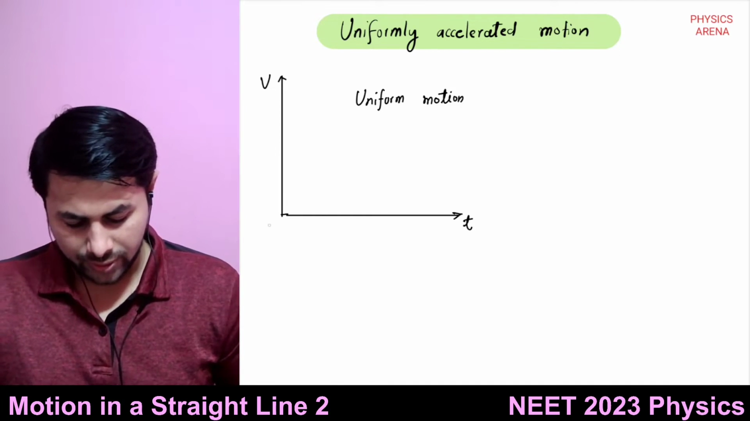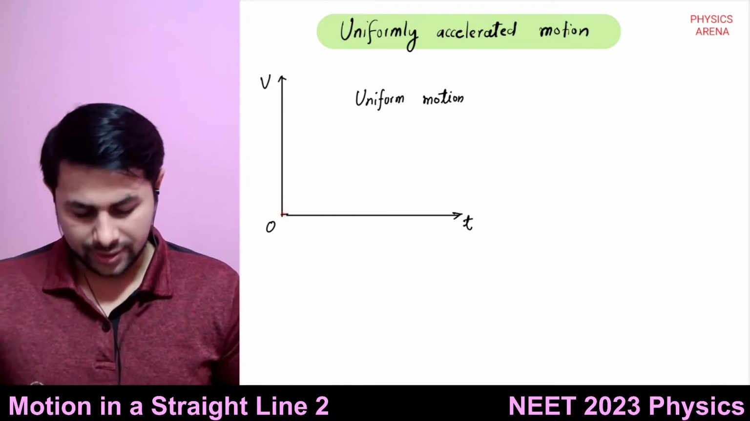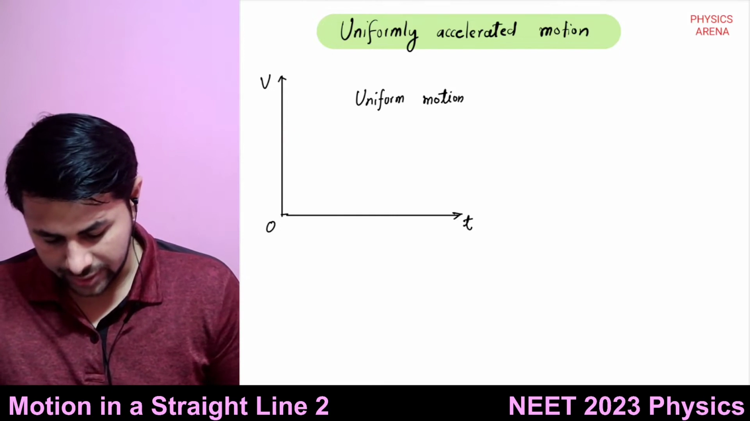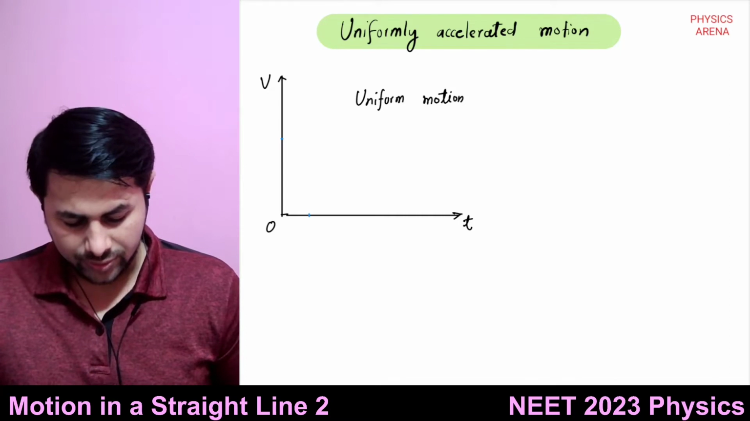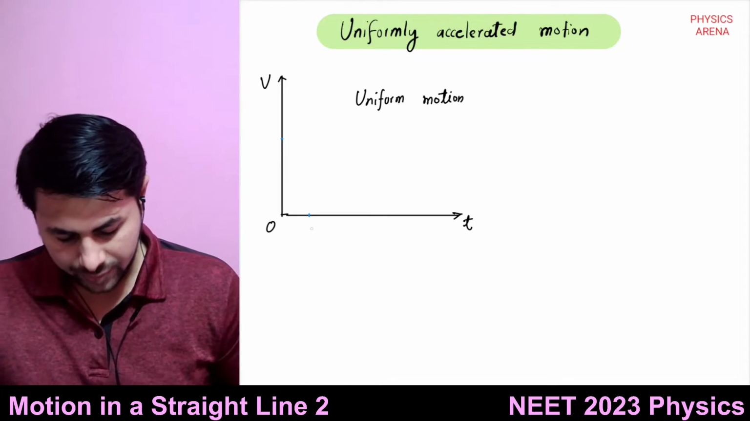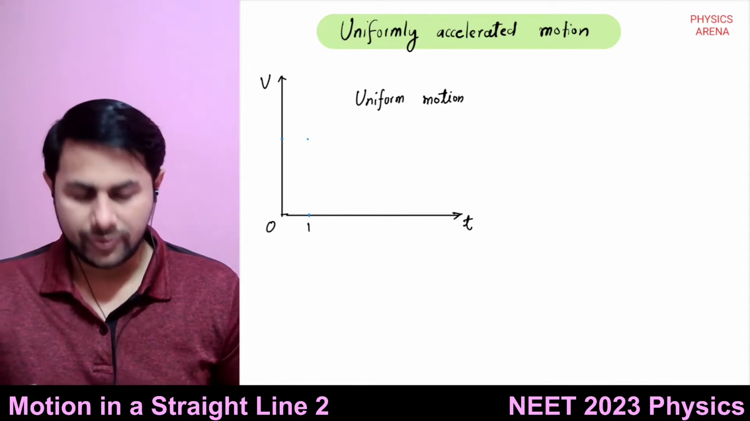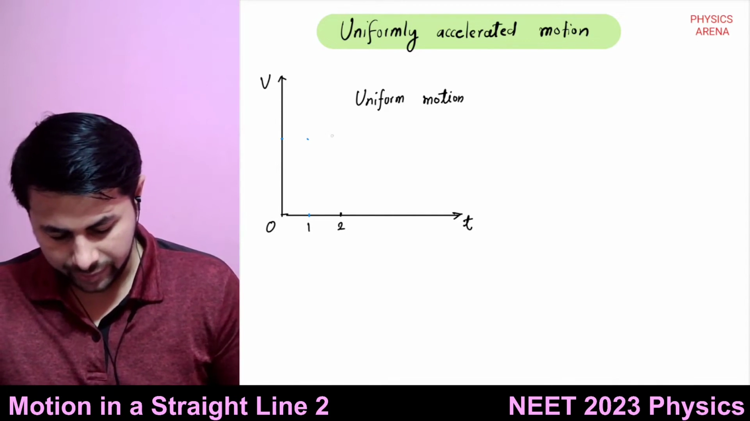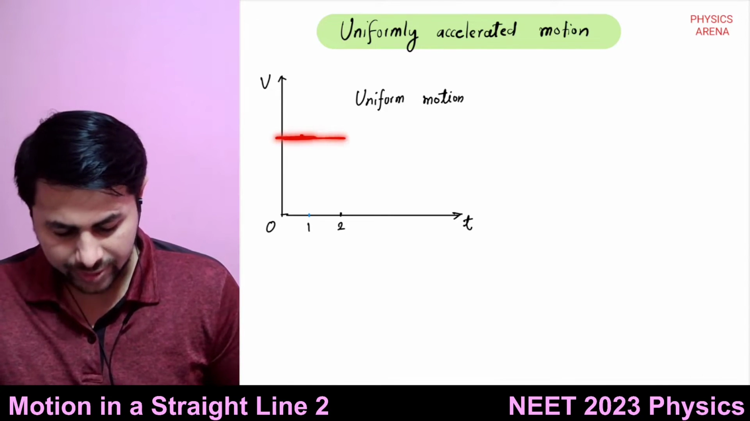Okay, so let's take t equals 0. At this time, suppose the velocity has this much value. Then at t equals 1 second, the velocity will be the same. At t equals 2 seconds, again the velocity will be the same. So the value of velocity is this much only.